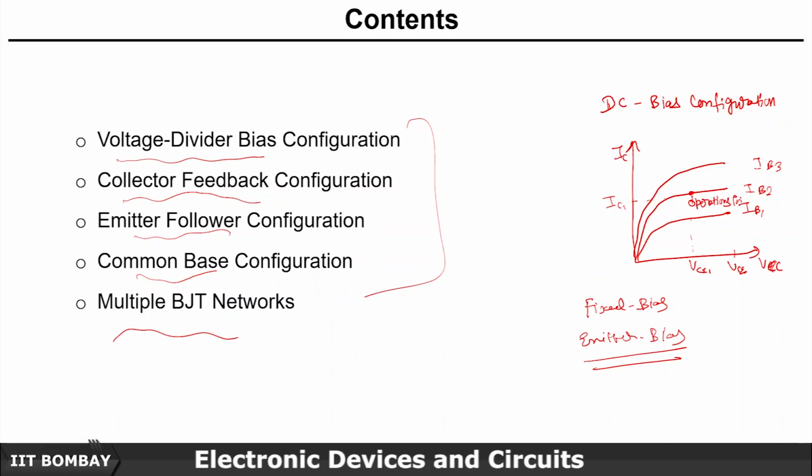So far we are using just one transistor. In multiple BJT networks we can use several of them, so we are going to talk about that as well. And in the next lecture we will discuss amplification, where we will use these configurations and the input signal. Okay, so let's see.